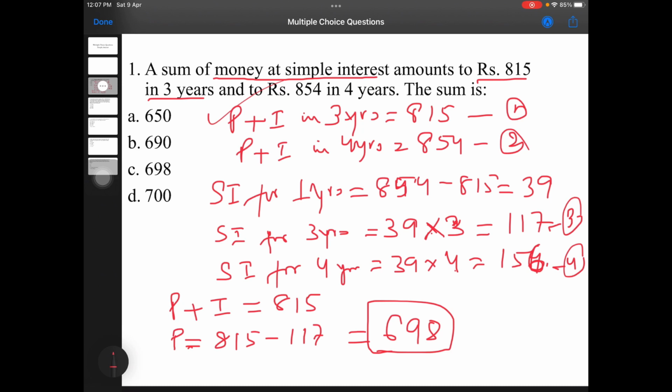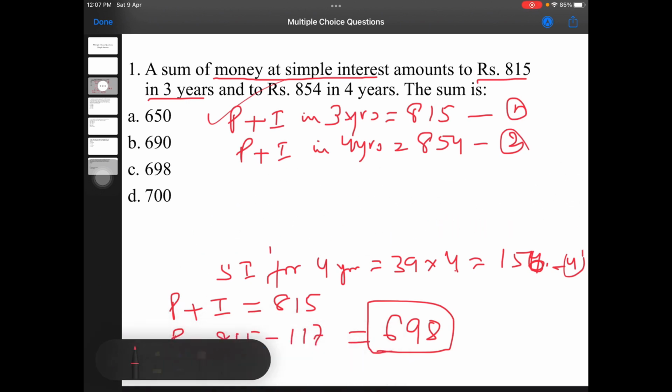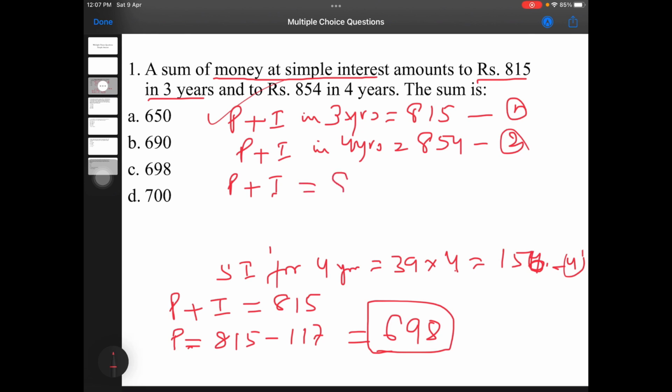So let's substitute equation 4 in equation 2 to find the amount, to check whether it is correct or not. The equation 4, the simple interest for 4 years, is 156. So here principal amount plus interest in 4 years equals 854. So if we substitute this interest for 4 years, 156, principal equals 854 minus 156.